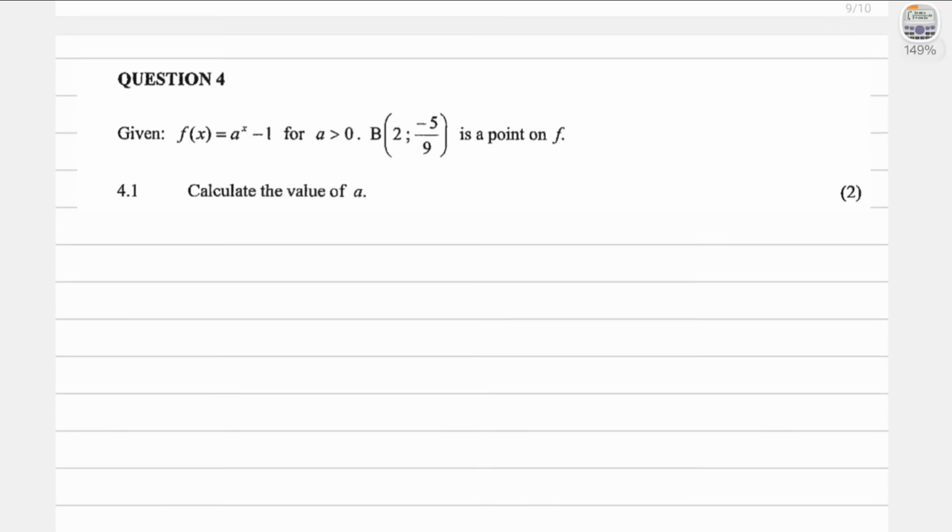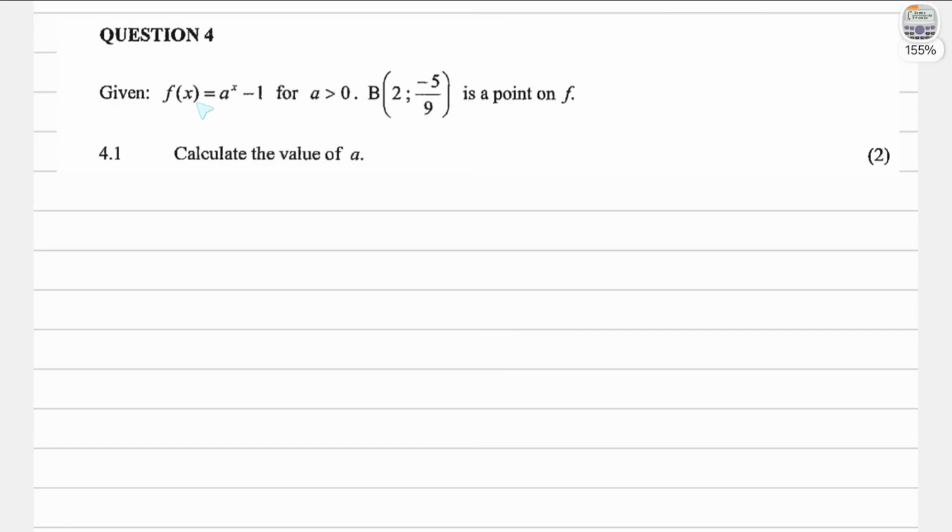Okay, so this is question 4, and question 4 says, given f of x is equal to a to the power of x minus 1. So we have an exponential function over there, and a is greater than 0. And then they tell us that b is a point on f. Calculate the value of a.